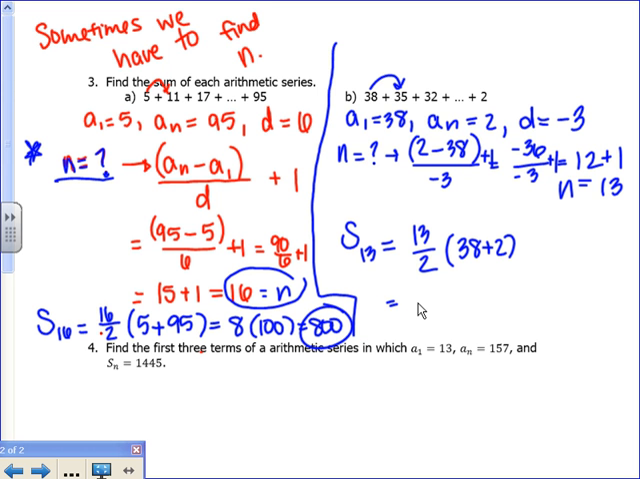13 over 2 gives me, what, 6.5? And 38 plus 2 is 40. So 6.5 times 40 is going to give me 260. And there's my solution for that one.